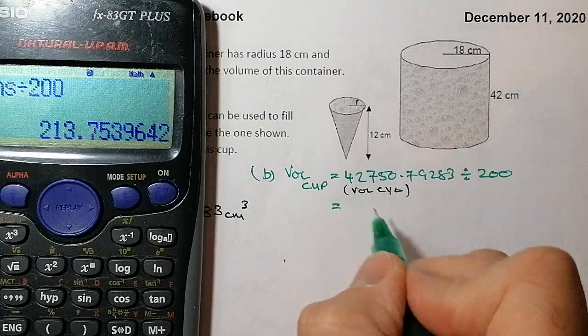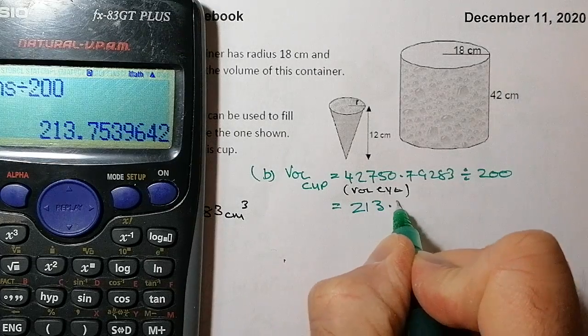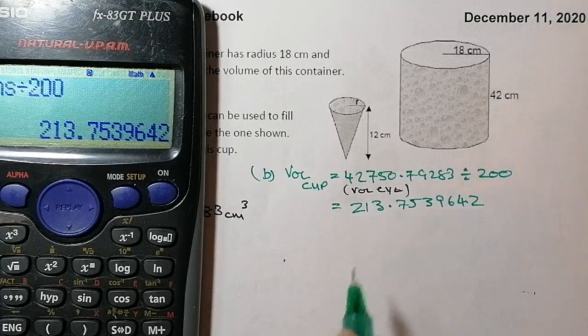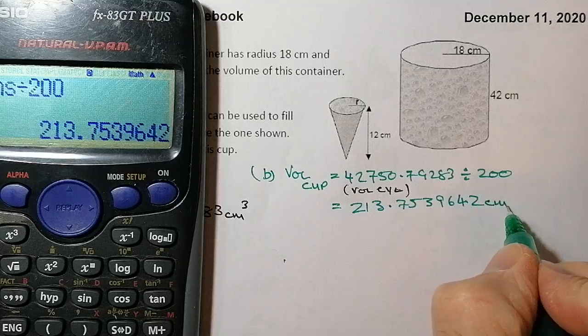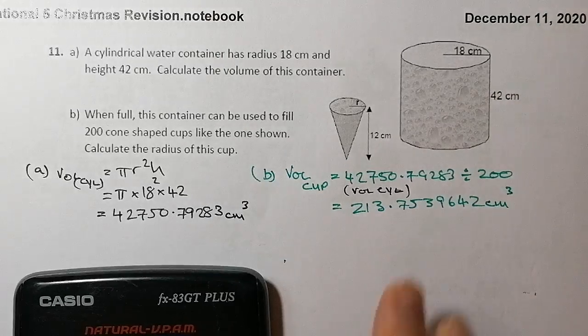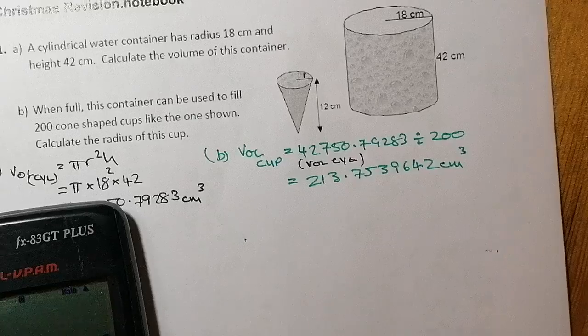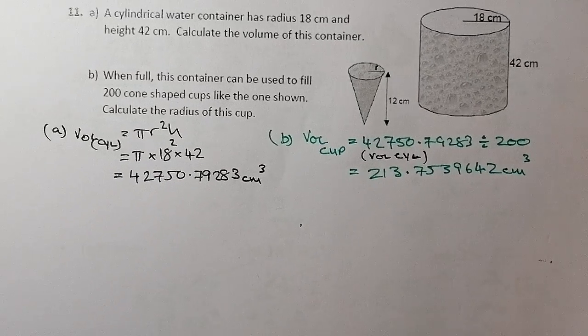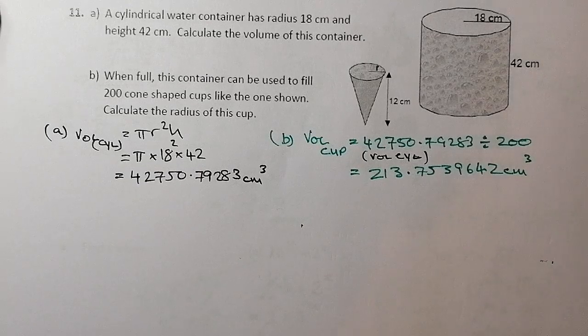So that'll be 213.7539642. And that's going to be in cubic centimetres as well. Right, I've not rounded that one either. I don't need to do that. Right then, so what I've got to do is work out the radius of that cup.